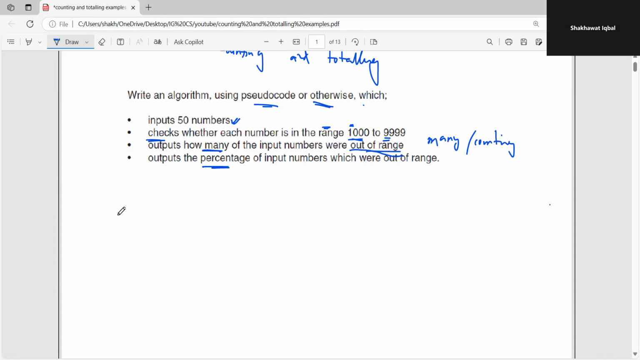Okay, so let's start. How many are out of range at the beginning? This is the name of the variable which will hold how many numbers are out of range when we finish our calculation. So at the beginning, number of out of range is 0. Now for count is 1 to 50, input number.